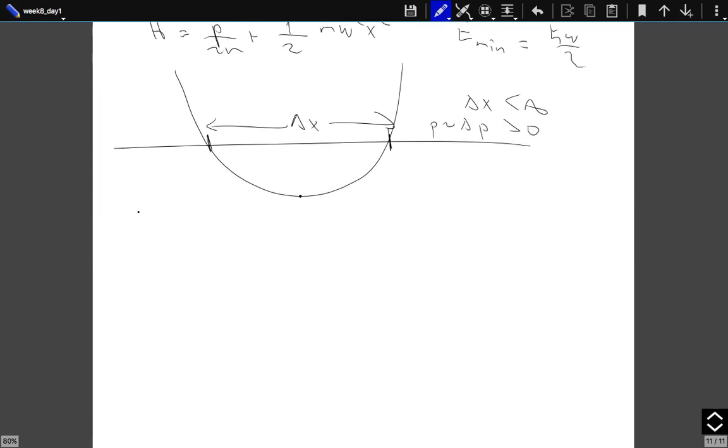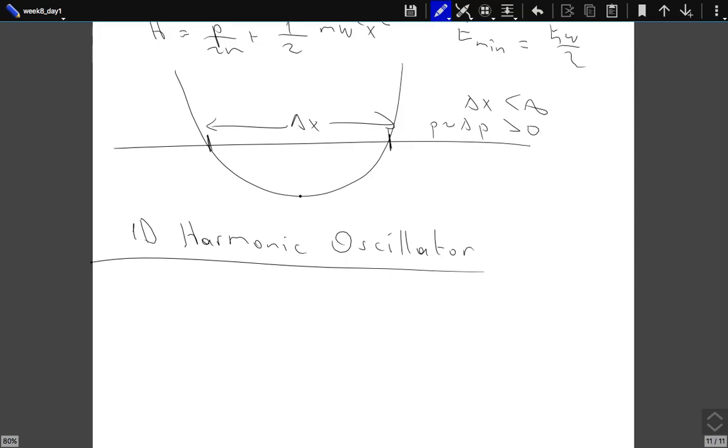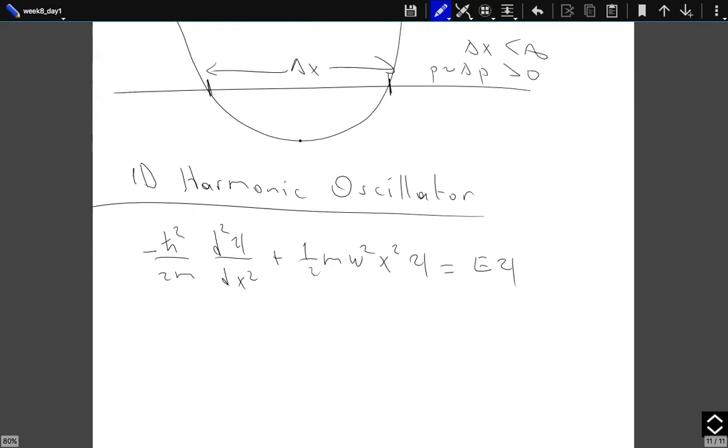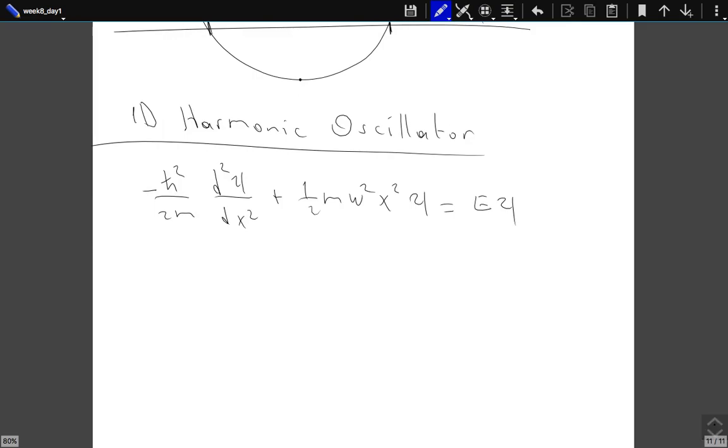So let's look at the harmonic oscillator, first one-dimensional harmonic oscillator. Well, the Schrödinger equation that we are basically trying to solve will be minus h bar squared over 2m d squared psi by dx squared plus 1 over 2 m omega squared x squared psi. This should be equal to E times psi. You see here you have many parameters that have various units. Most of the time, the first thing that you do is just go to dimensionless units.